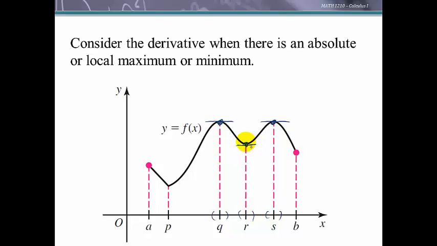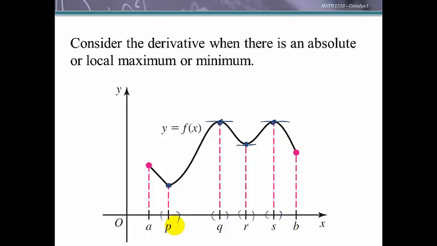This is not an absolute minimum because the function goes lower, and in fact the absolute minimum occurs at p, and p, besides being an absolute minimum, is also a local minimum because we can make an open interval that contains p so that f of p is the smallest function value for x's in that interval. But the derivative is not 0 at p. In fact, the derivative does not exist at p because we have that cusp or corner.